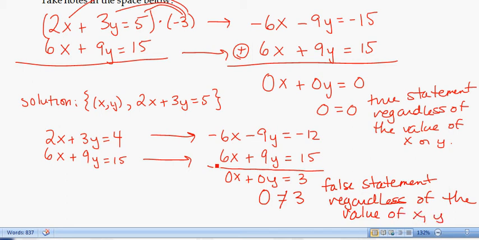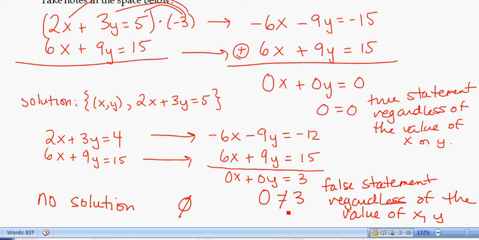Meaning that there's no such possible way that you could ever come up with an ordered pair x, y that would somehow miraculously make 0 equal to 3, right? This has no solution. This is an inconsistent system. So we could write it as the empty set is the solution. There's no possible x, y values that could make this false statement be true.